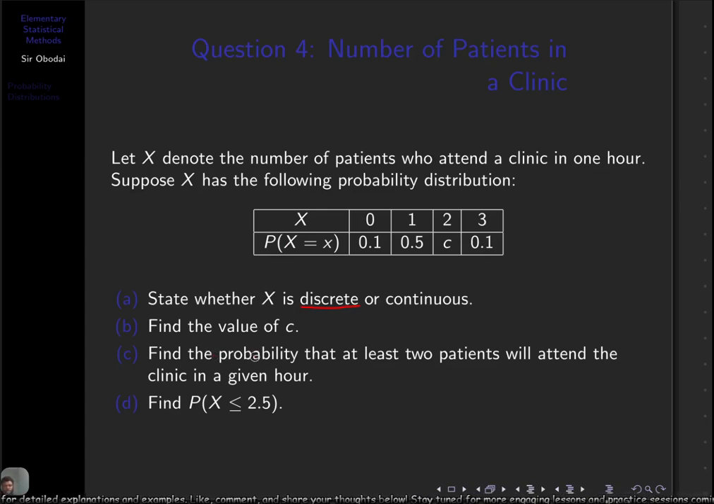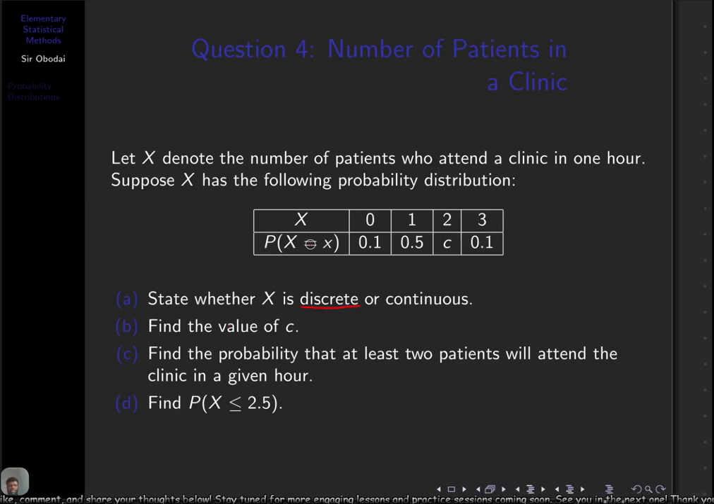Okay, now let's go to 2. So A was quite simple. 2 says, find the value of C. How do we get the value of C? There were 2 conditions for any function to be a probability mass function.